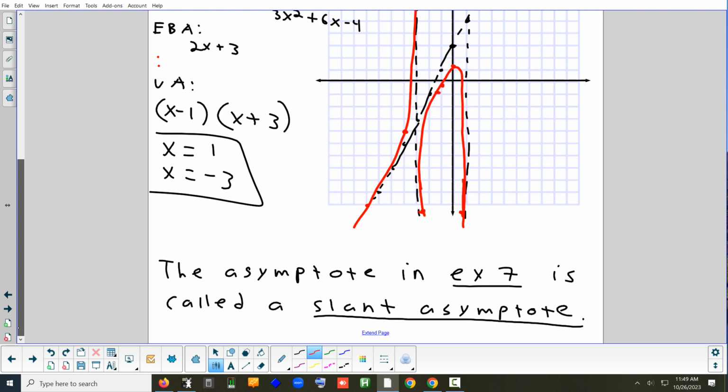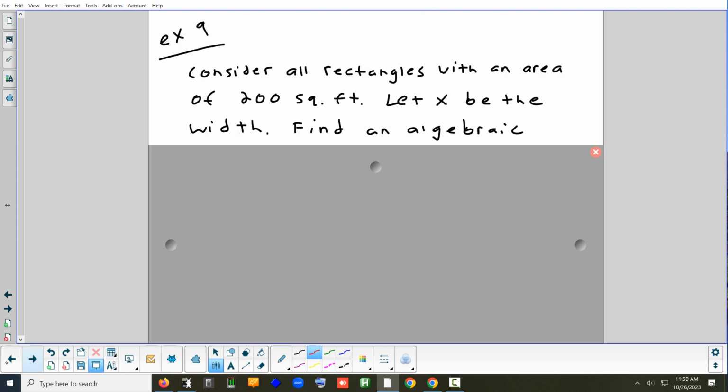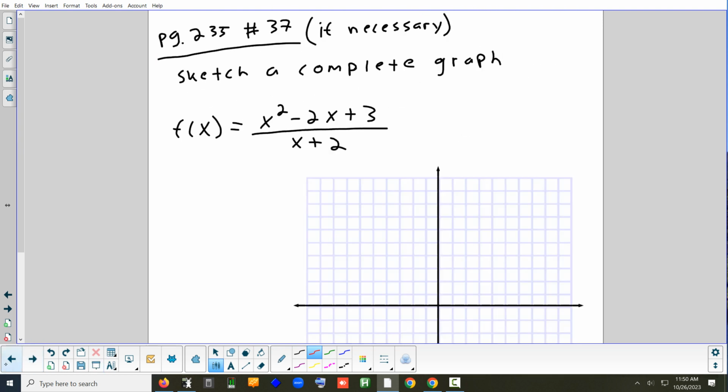Question on that one? All right. What else do I have? Well, I don't want to go through the whole thing because this is similar to the last one. Just tell me what kind of asymptote you're going to have. Is it going to be a quadratic or a slant? Slant. That's going to be a slant. And how many vertical asymptotes in this one? How many values would make the denominator 0? Just 1.